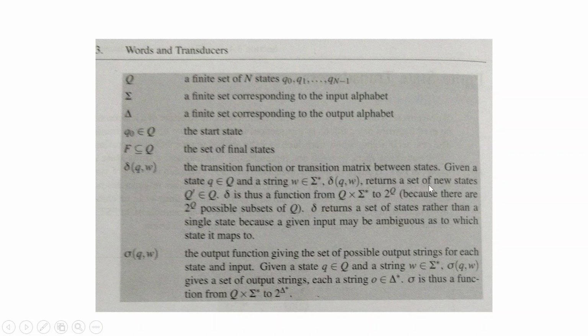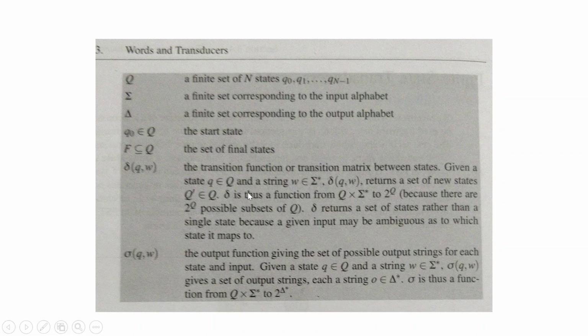So delta returns a set of new states Q dash which belong to Q, and delta is a function from Q cross sigma star to Q raised to Q. Here Q raised to Q is the set of all possible states in Q. Which means it is non-deterministic. That is, you can map from one state to any number of states on the same input.